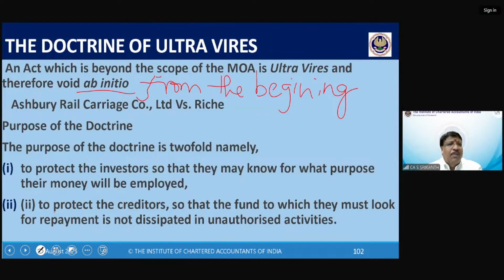Now, the company went into liquidation. In the liquidation, this Riche also joined. But the liquidator said, no, this is not the main object. I will not validate this contract. The contract is void ab initio. That matter goes right up to the House of Lords.